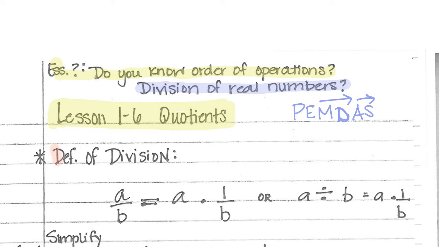We're going to start with the definition of division. You're probably thinking, I did this in 4th grade. I don't really need one. But the book wants you to understand that you can split A over B into A times 1 over B. Isn't that cool? Or you could look at A divided by B as A times 1 over B.